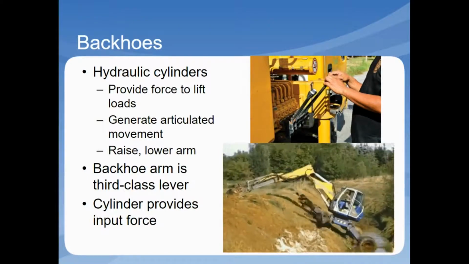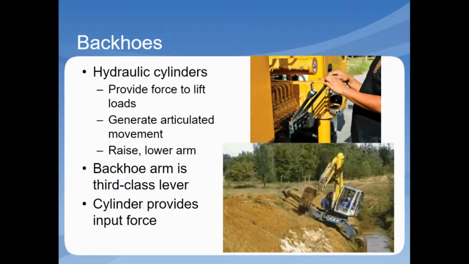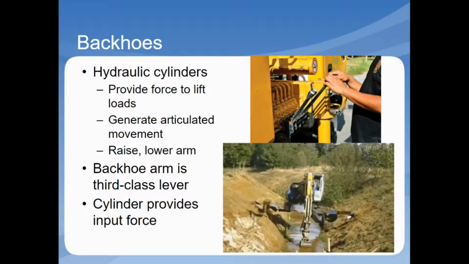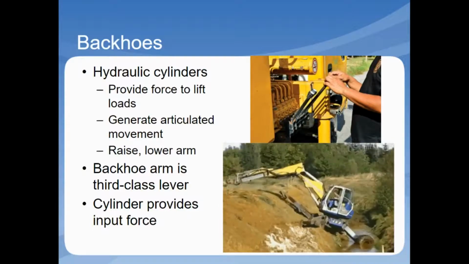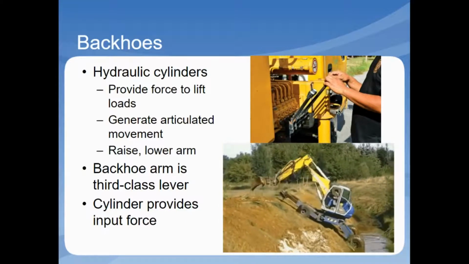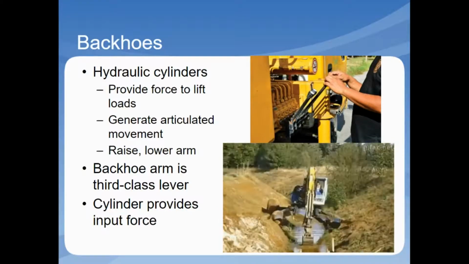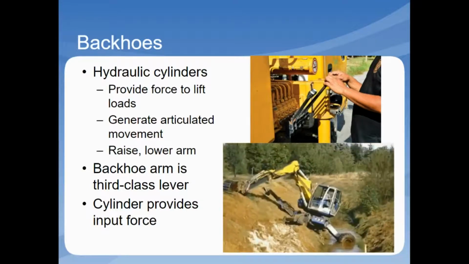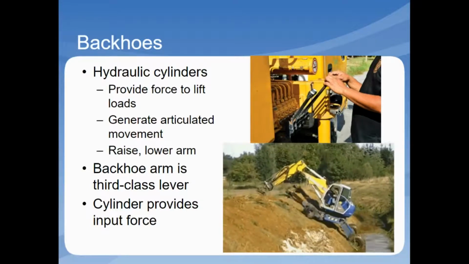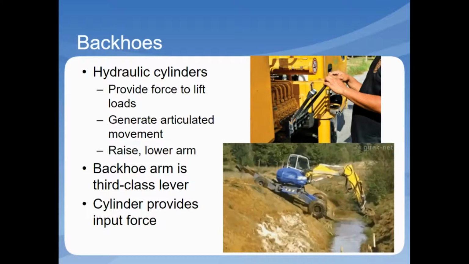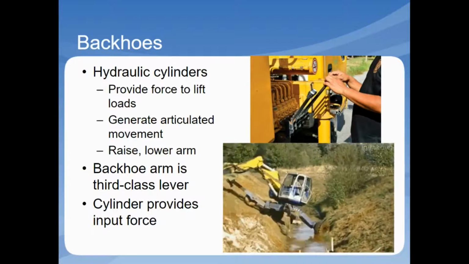In construction, machines such as loaders use hydraulic power for both linear and rotary motion. Hydraulic cylinders are used to provide the force required to lift buckets with loads of soil. In a backhoe and its attachments, several cylinders are used to generate articulate movement, much like the human arm, as the backhoe is a third-class lever.